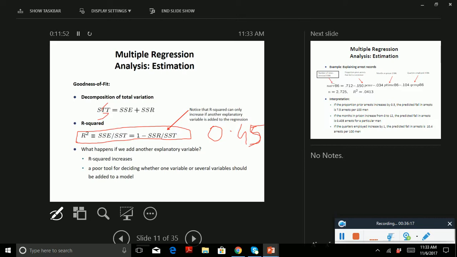So what's R square? I'm just recapping. It's how much variation in Y is being explained by the variation in X. Right? What is Y? The dependent variable, and X is the independent variable. Right?